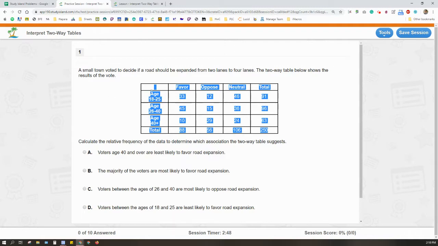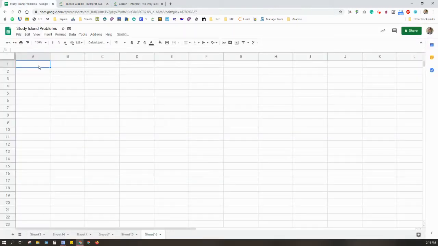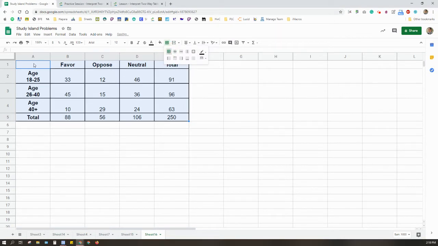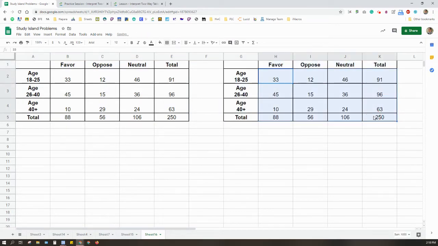First thing I'm going to do is just copy this table into my blank spreadsheet. So I have my Google Sheet open, and I will paste the table in there. That did not work. Let's try it one more time. Okay, there we go. And just make it look a little prettier. I'll put all my borders in there, and there's our table. Now I'm going to copy that table again, and I'm going to paste it right next to it. But this time I'm going to delete all the numbers because, like I just said, we want a blank one with no numbers in it because we're going to make a relative frequency table.